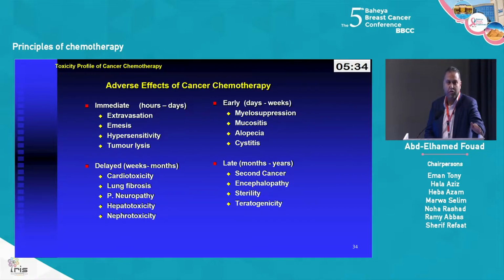May be delayed, occurring weeks to months after chemotherapy, like lung toxicity and cardiotoxicity, and may be late, like second malignancies, teratogenicity, and sterility.